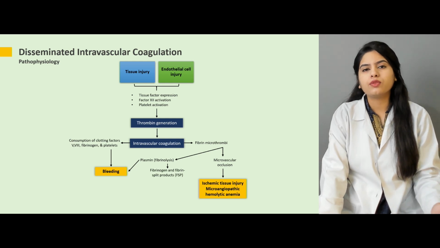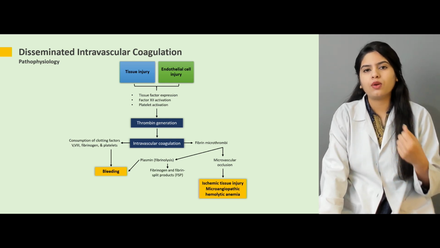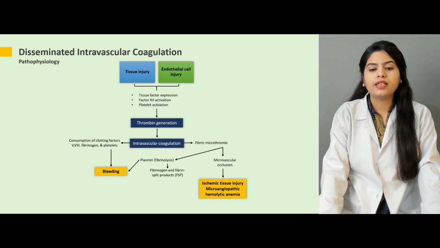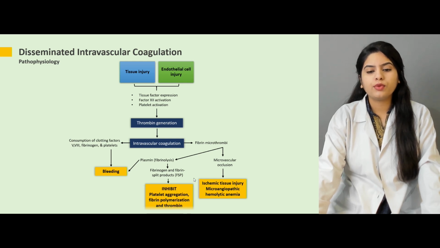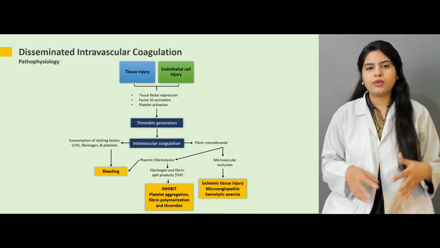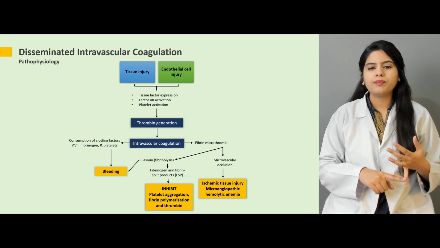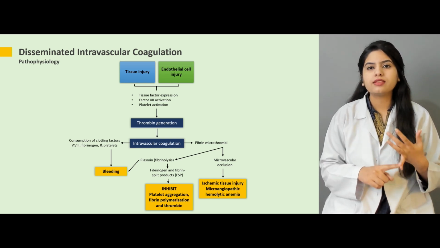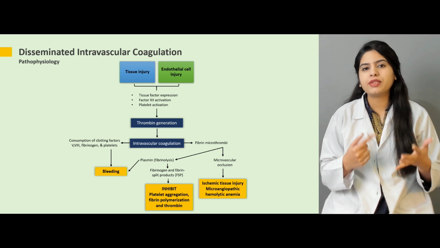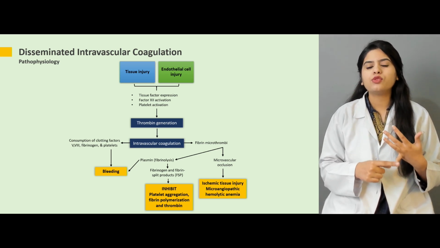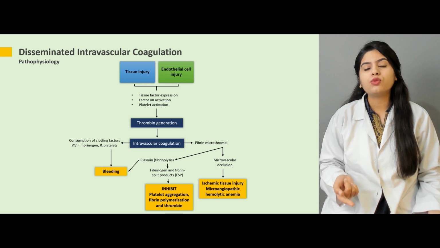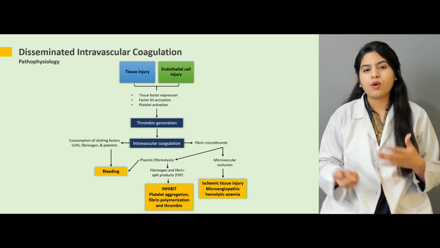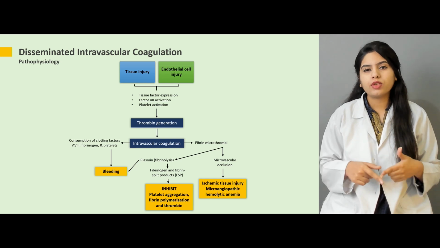And as there is a deficiency of the coagulation factors, that will also cause excessive bleeding in case of injury. Fibrinogen and fibrin split products will be produced, and they inhibit platelet aggregation, fibrin polymerization, and thrombin. Now, you can see that first, there is tissue injury and the patient is affected. Disease is present. So tissue factor will be expressed, factor 12 will be activated, and platelets will be activated. That will lead to the formation of thrombin, and thrombin will lead to intravascular coagulation.